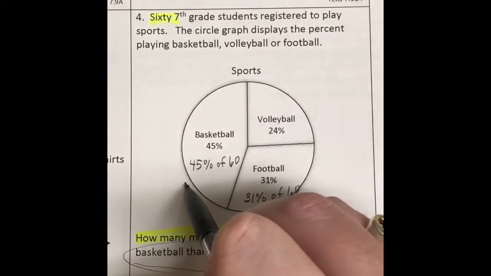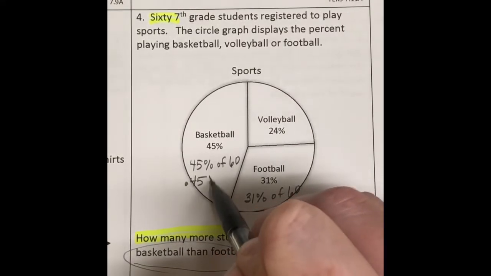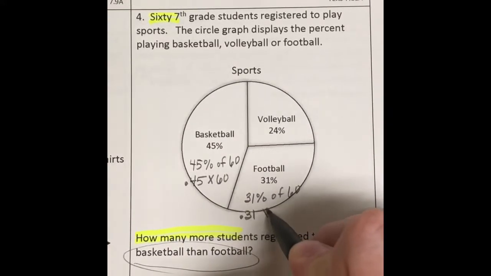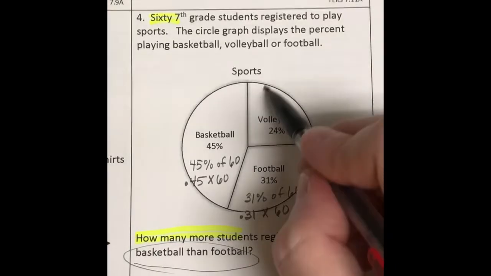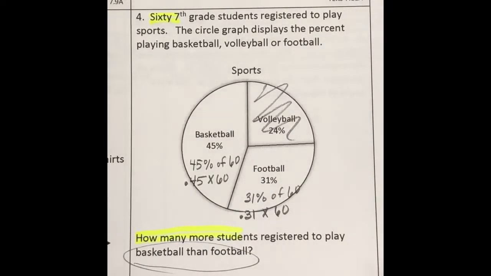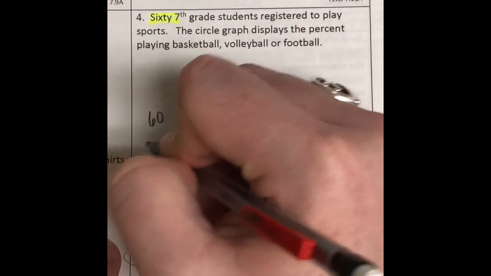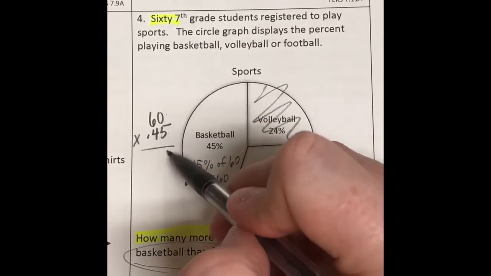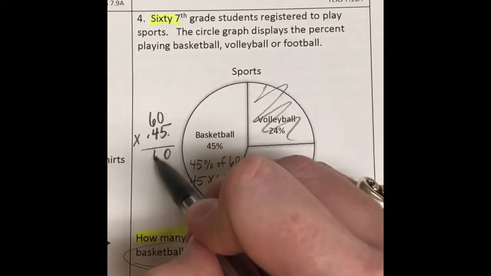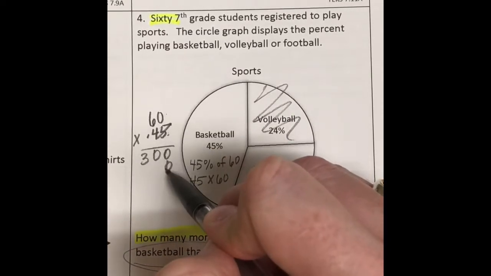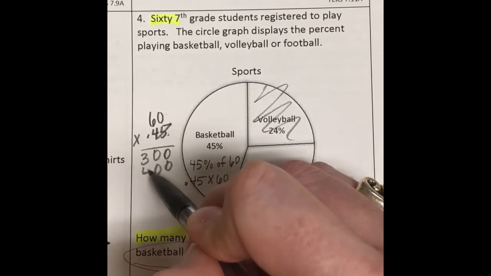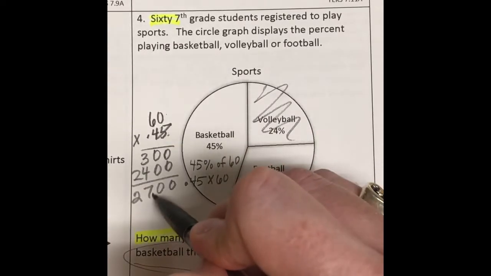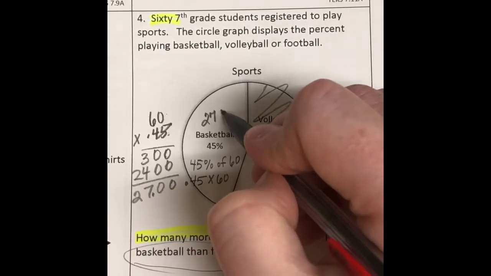Okay, so remember we said change this to a decimal. 0.45 of means multiply, and 60. And so then you change this to a decimal, so 0.31 multiply by 60. So volleyball is just extra information, okay? So I'm going to do 60 times 0.45 over here. 5 times 0, 0. 5 times 6 is 30. Scratch, 0. 4 times 0 is 0. 4 times 6 is 24. Add your stuff together. 2 behind the decimal, so 1, 2. So you just found that this is 27 students.